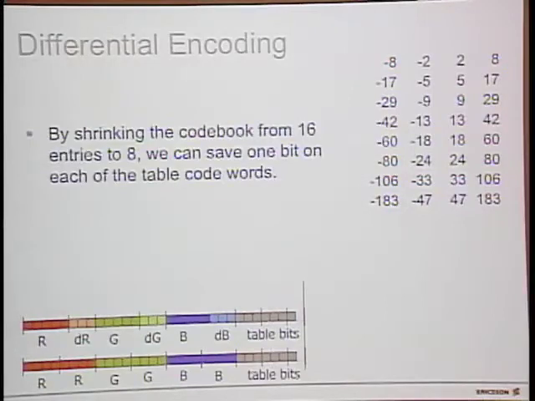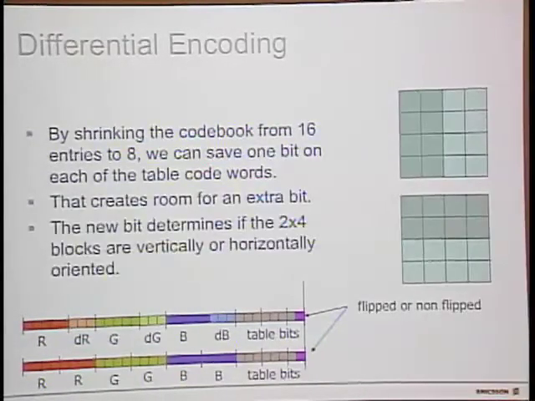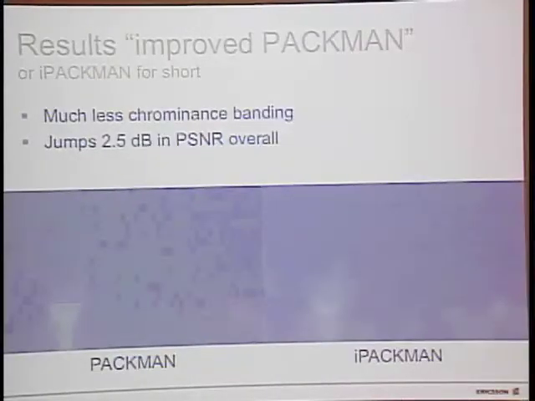So that's actually going to save us 2 bits out of the table. And so then we're going to use that to encode whether we take 2 next to each other this way or 2 next to each other this way. Okay, so it turns out this is much better overall.